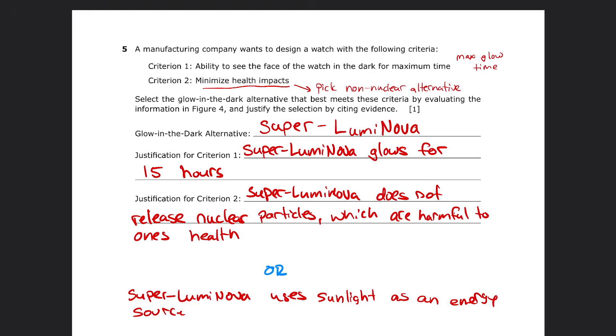All right, so with the options we selected, I said the superluminova, and for criteria 1, it glows for 15 hours, right? That was longer than any of the others that didn't use nuclear energy. And then for criteria 2, that's minimizing health impacts. If you know that nuclear energy is harmful for your health, you could just say it does not use nuclear particles in any way, shape, or form, which are harmful to one's health. On the official scoring key, they also accepted superluminova uses sunlight as an energy source.